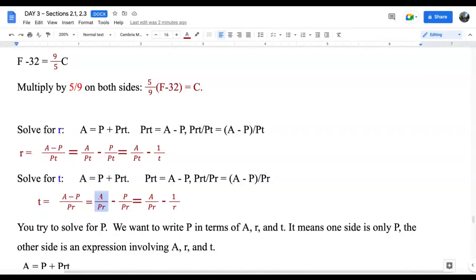Then A divided by PR is A divided by PR. Then minus P divided by PR just becomes negative 1 over R. So T is solved. T stays on the left-hand side all by itself, and every other variable is legally moved to the right-hand side.